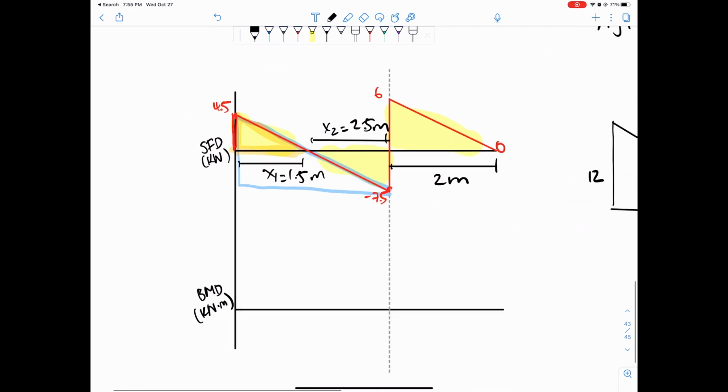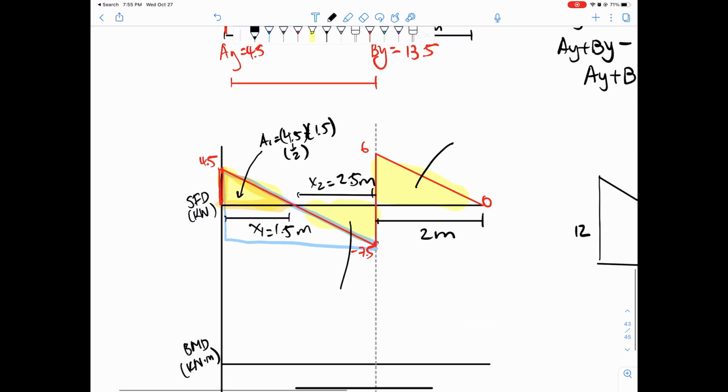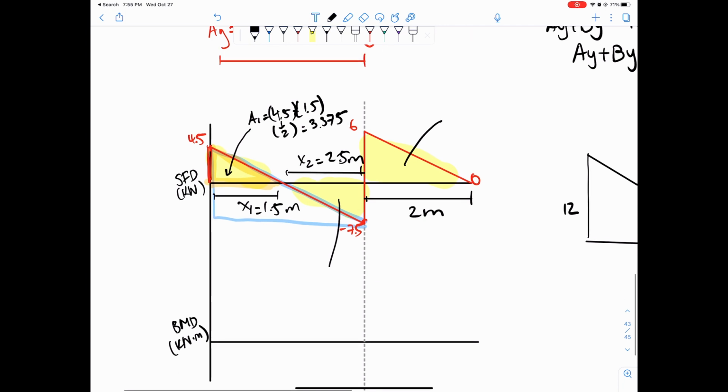So we're going to find this area, this area, and this area, all right? So A1, we'll call that area 1. That's 4.5 times 1.5 times a half, okay? And that's 4.5 times 1.5 times 0.5. So this equals 3.375. You don't have to keep too many decimals, but I'll just keep exact numbers just because, okay?